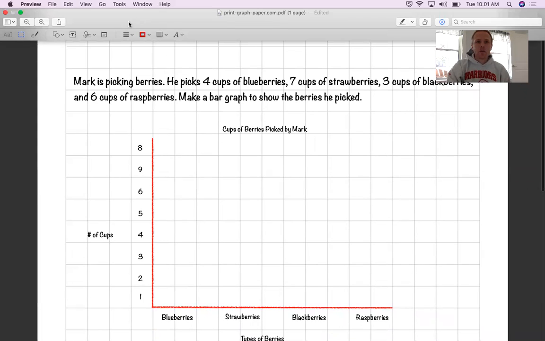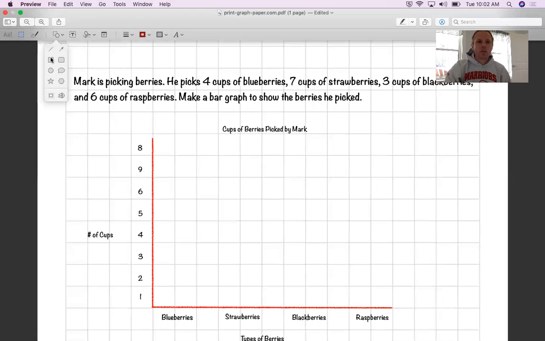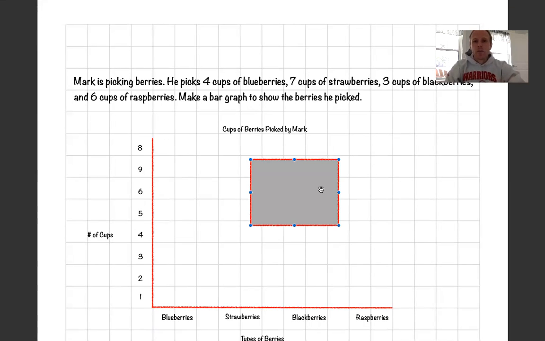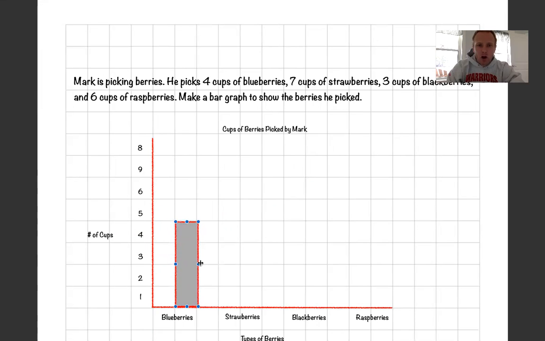So my next step is to go and make, oops, not stars. That's certainly not what we're supposed to be doing. Rectangles for each of these. So we saw that how many cups of blueberries did he pick? He picked 4 cups. So right above my blueberries, I'm going to do 4. I'm going to drag this bar up to 4.